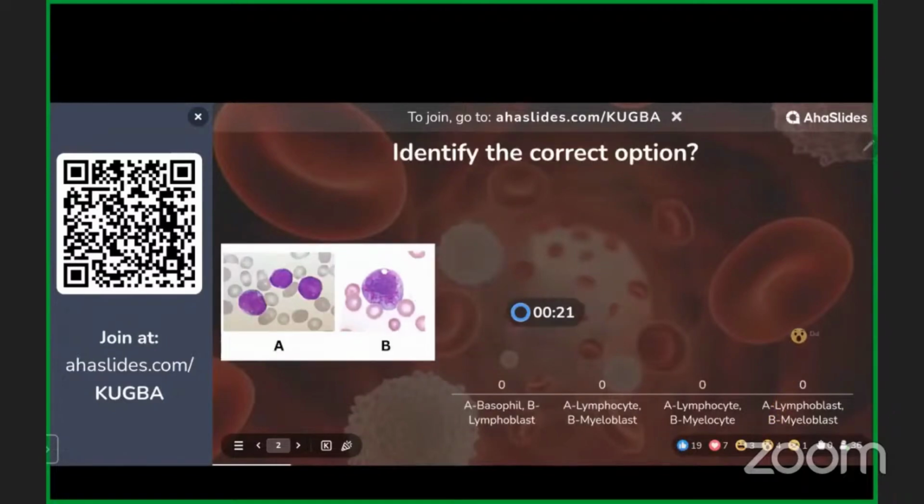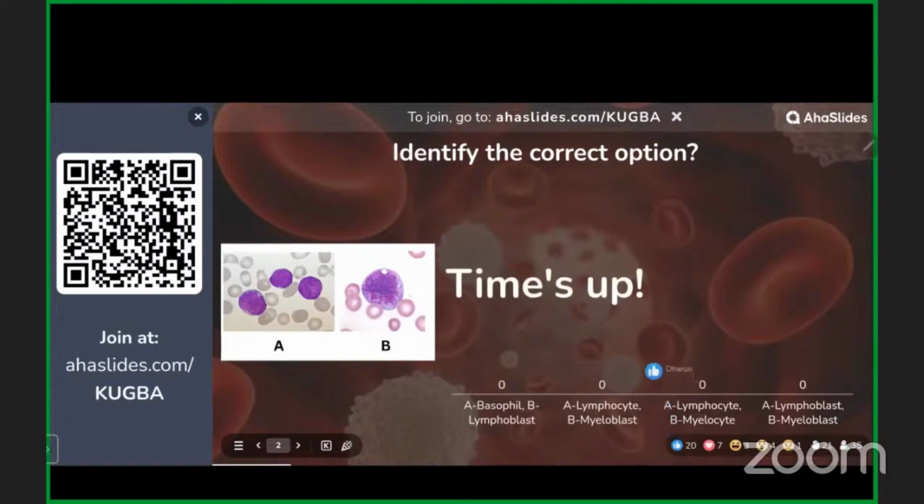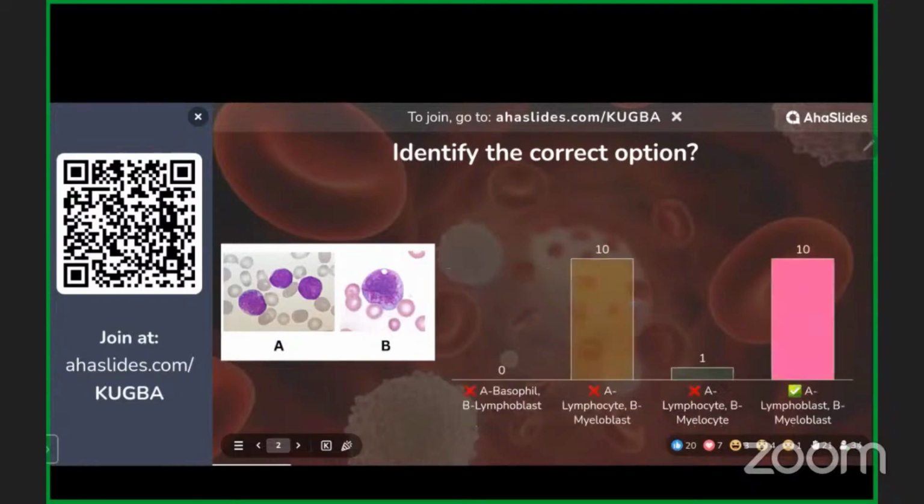Identify the correct option. You've got a little time, you can think a little. What do you think? I think this must be one of the easy questions to start with. Let's see what our audience has felt. I think some of them were confused between lymphoblast and myeloblast. It's only a difference between the cyte and the blast.